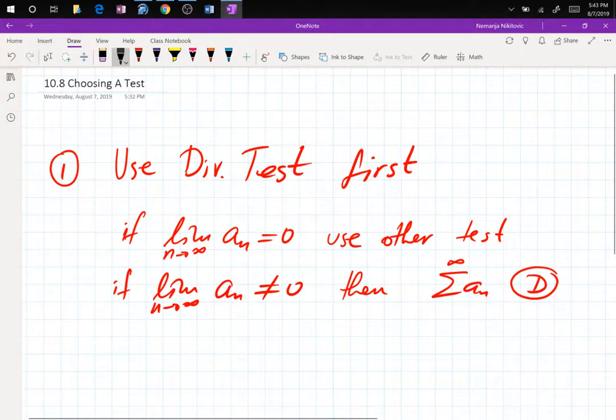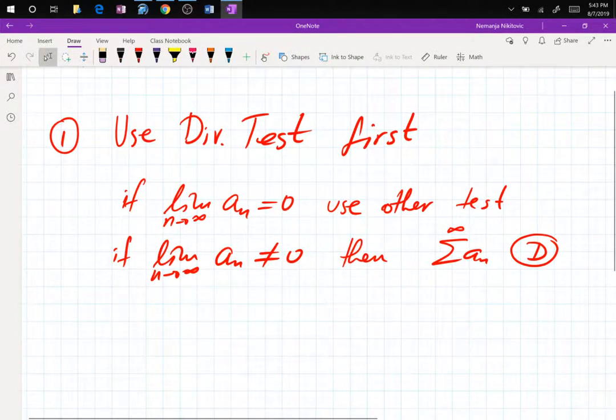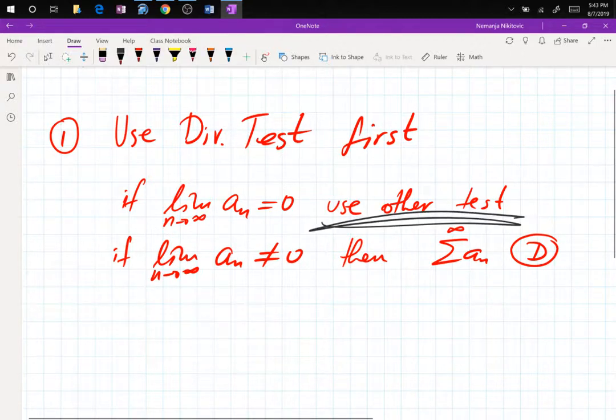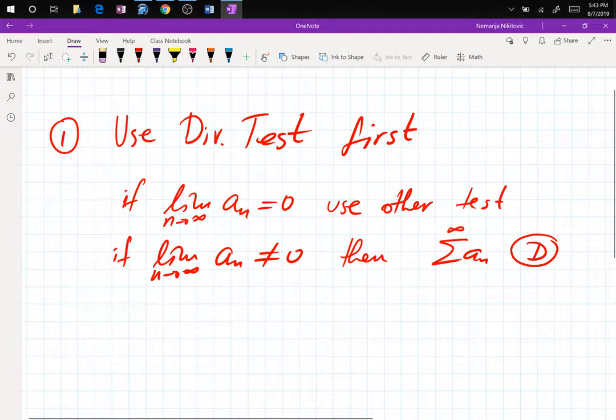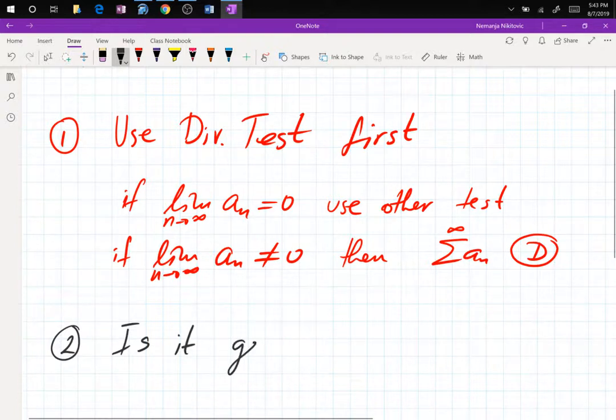Now, if you get a limit equal to 0 with the divergence test, then you have to use one of the other 9 tests. So here are those other ones. Number 2, ask yourself, is it geometric? Meaning, does it have the form of a r to the n?